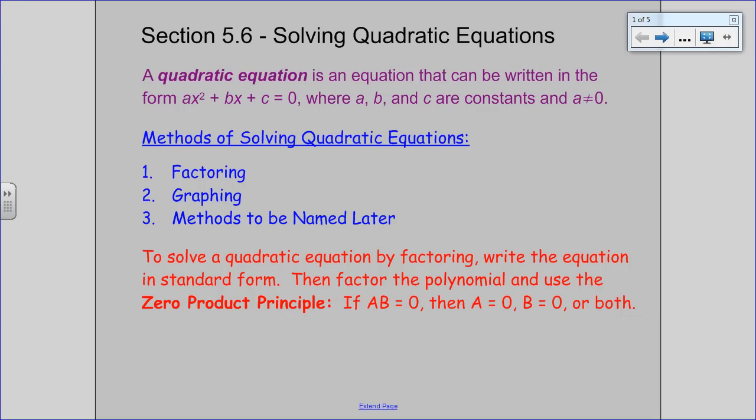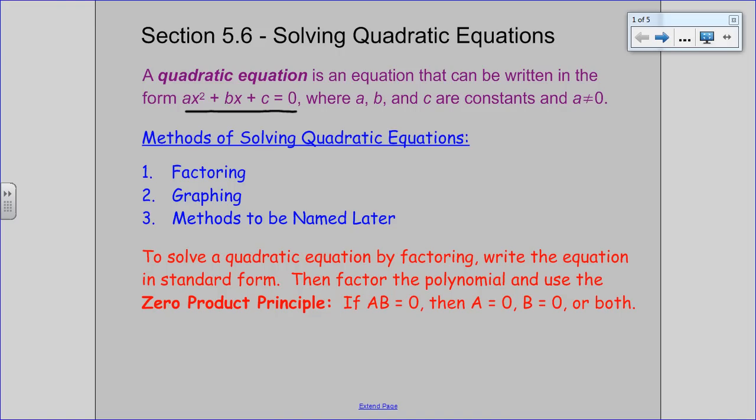Section 5.6 of your textbook deals with the topic of solving quadratic equations. A quadratic equation is any equation that can be written in the form ax squared plus bx plus c equals 0, in which a, b, and c are constants, and a is not equal to 0.